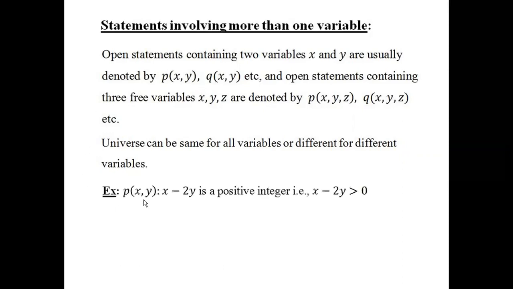Say for example, we have the open statement p of x comma y such that x minus 2y is a positive integer, which can be symbolically written as x minus 2y is greater than 0. Or another statement with three free variables x, y, z. P of x, y, z is another open statement such that x plus y minus z is equal to 0. So these are some of the examples for open statements which involve more than one variable.